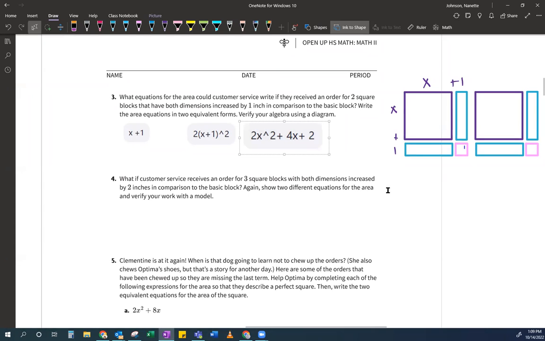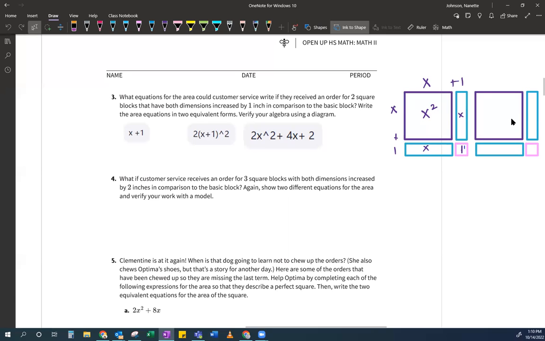Over 2x squared. Oh yeah, that's an x squared and that's an x squared. That makes sense, right? So let me label my things just in case we forgot. This is an x and this is a 1. I don't know what that little thing is right there. I can't erase it. I think it's a mark. Okay. So yeah, that makes sense.